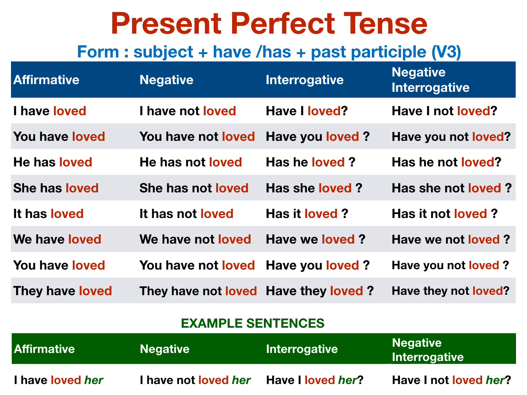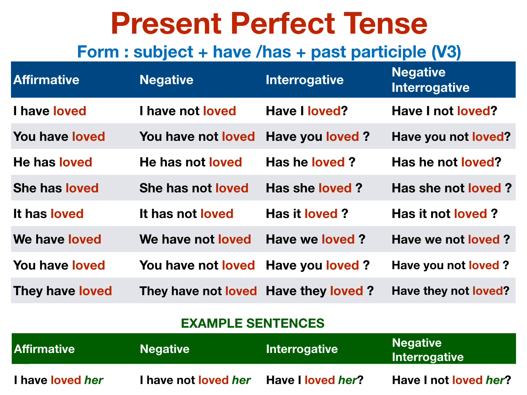Present perfect tense. Subject plus have or has plus V3. I have loved. I have not loved. Have I loved? Have I not loved? You have loved. You have not loved. Have you loved? Have you not loved?